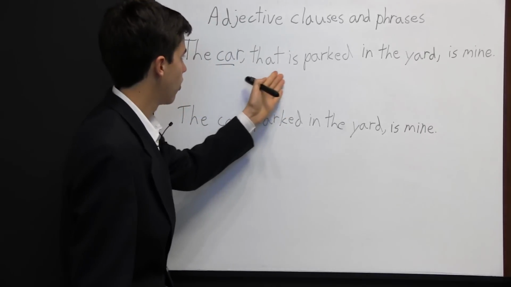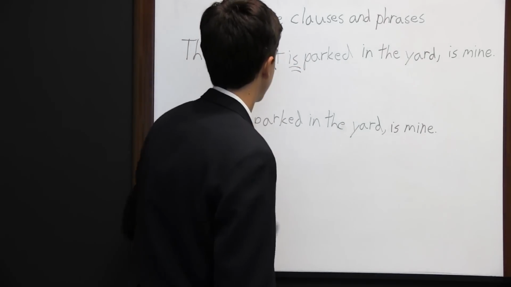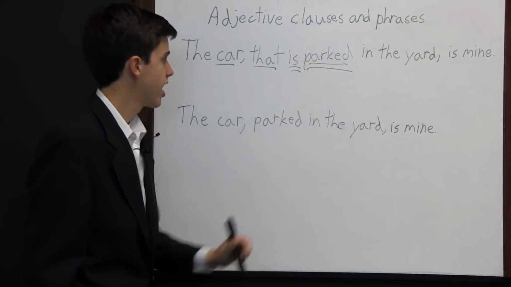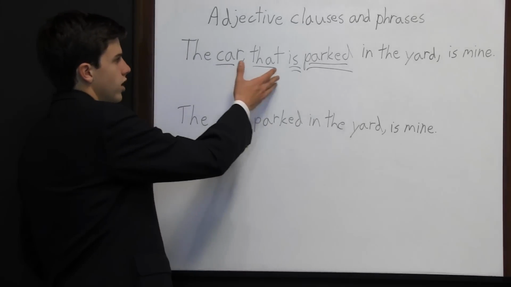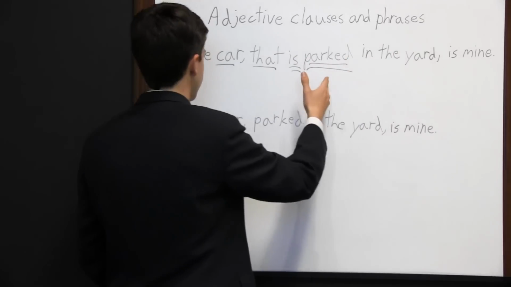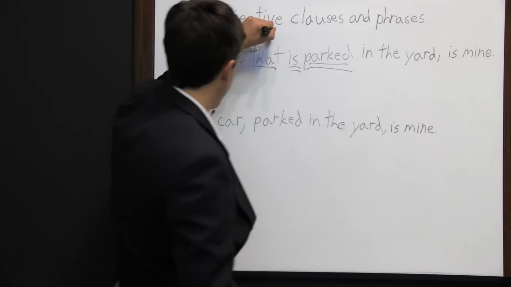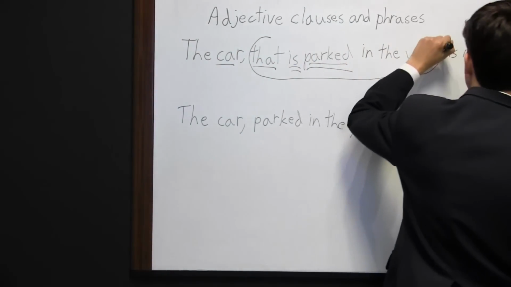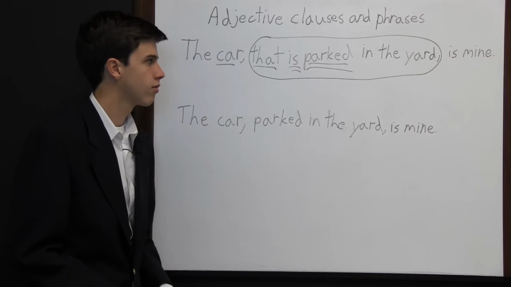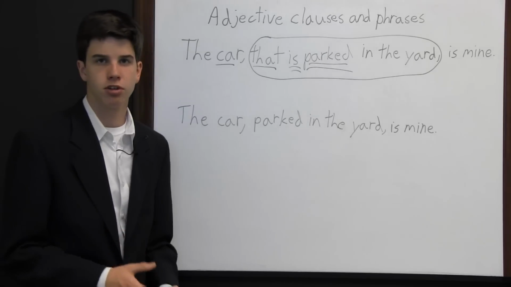So if we look at this clause right here, we notice that it contains both a subject, "that," and "is," which is a verb. And parked is also a verb. So "that is parked in the yard." And so what is parked in the yard? The car is parked in the yard. So "that is parked in the yard" is further describing the word car. So this right here is an adjective clause. And adjectives can often be removed from a sentence, and the sentence will still make sense.